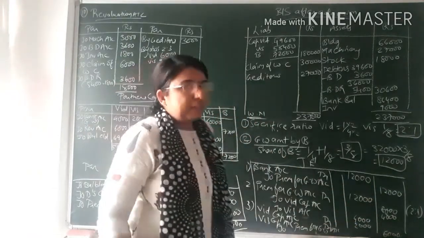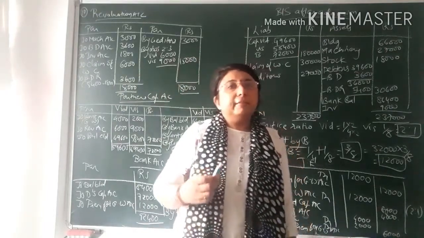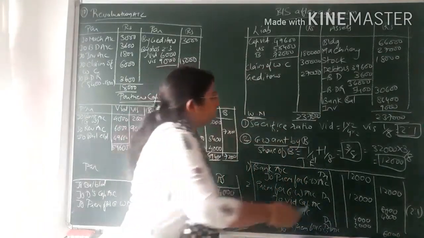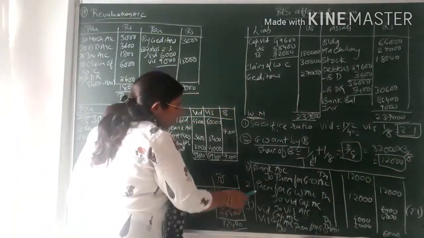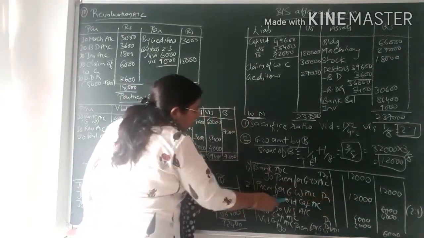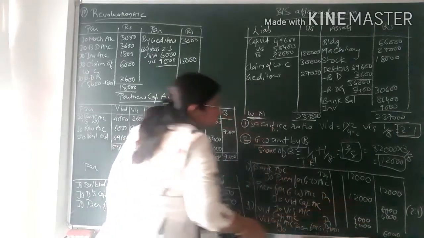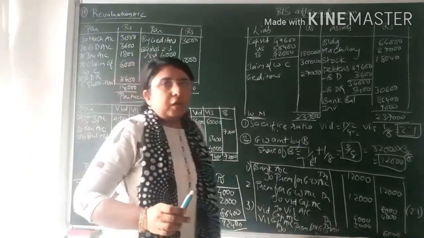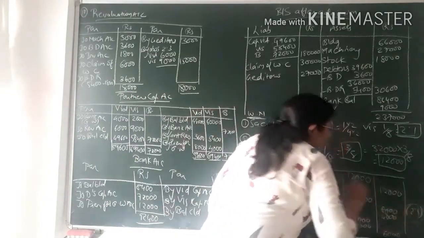The second entry, when that goodwill is to be distributed amongst the old partners in their sacrifice ratio. We have already found the sacrifice ratio, that is 2:1. So the next journal entry you can see: premium for goodwill account debit, that is 12,000, to Vidit's capital account, that is 8,000, and to Vishal's capital account credit, that is 4,000. So 8,000 and 4,000, that is in the ratio of 2:1.